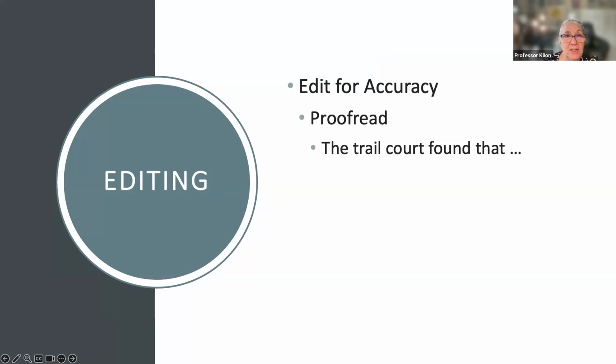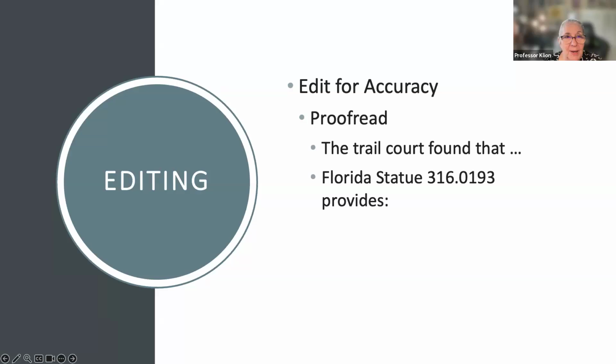So when you are proofreading, pay attention to things like the trial court, because trail is also a proper word. So the word checker editor in Word is not going to catch that you said trail court instead of trial court.